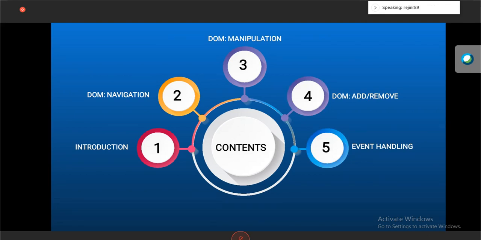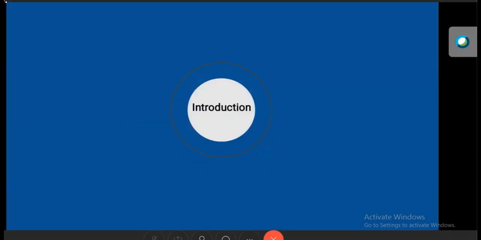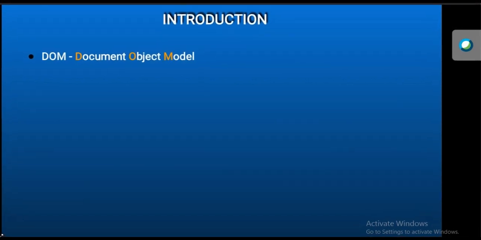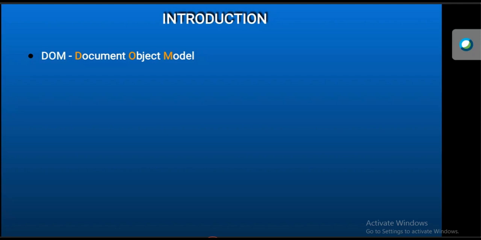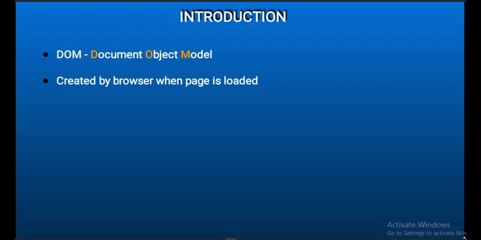Okay, let's start with the introduction. DOM stands for Document Object Model, which is a core concept which adds dynamicity to web pages so that we can manipulate the entire web page on the fly. The DOM is created by every browser when the web page is loaded. So whenever a web page is loaded into the web browser, a corresponding DOM structure, or DOM tree, is created.